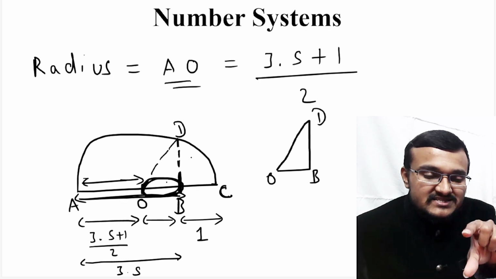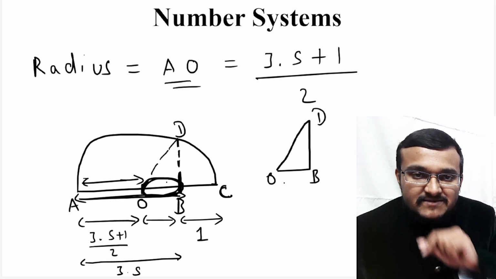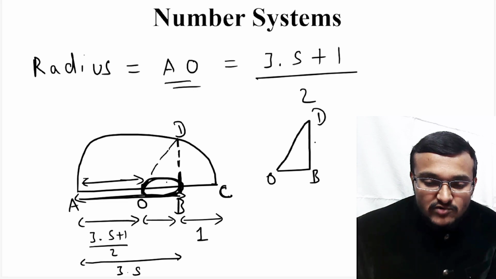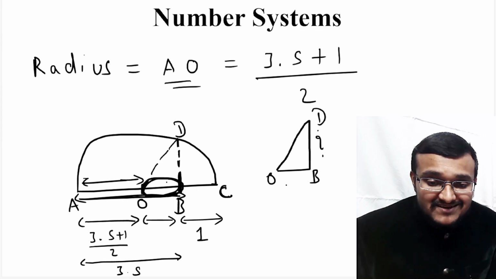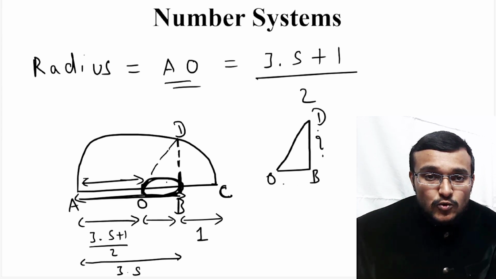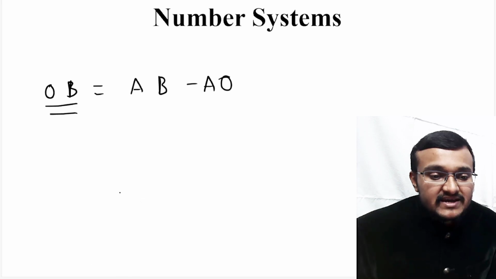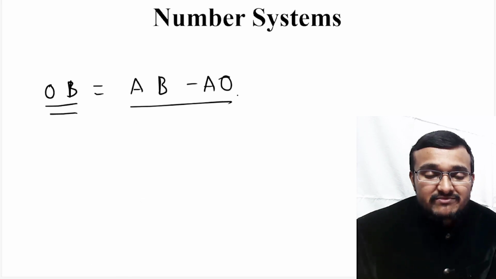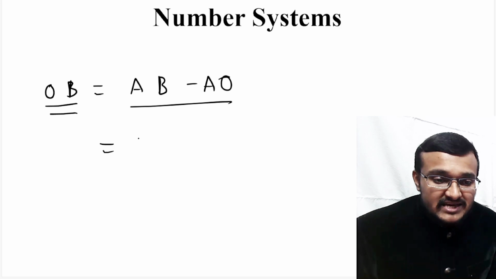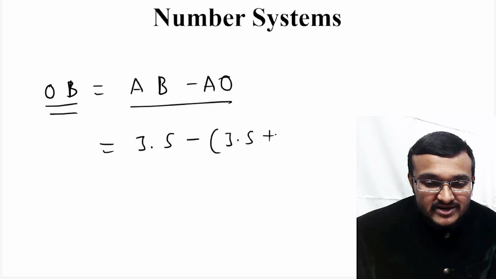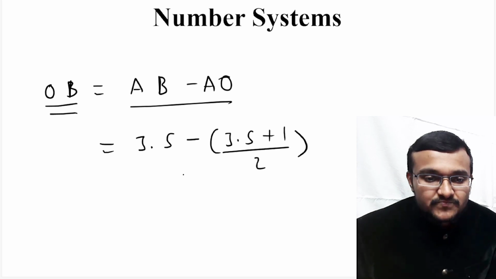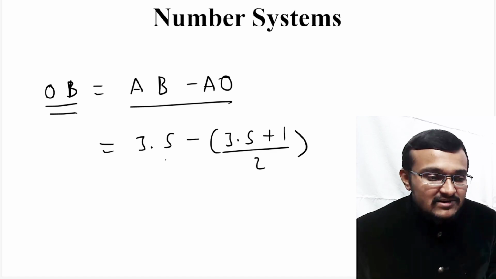DBO. I am just writing that right angle triangle separately. So that is OBD. Now we want to calculate the value of DB. In order to calculate that, we want this OB. That OB we are getting by subtracting AO from AB. So OB is equal to AB minus AO. AB is 3.5, minus AO, which is (3.5 plus 1) divided by 2. Now we got the OB value.